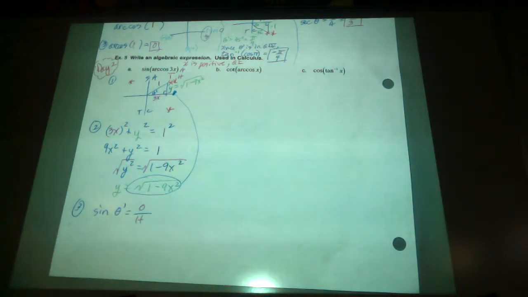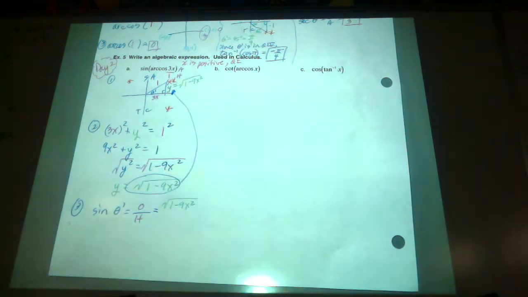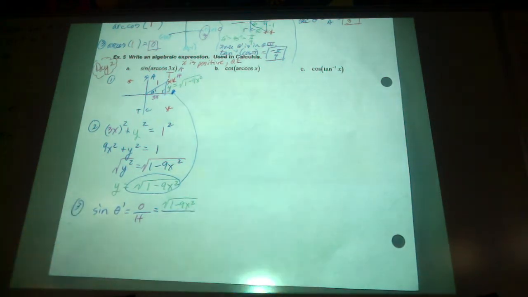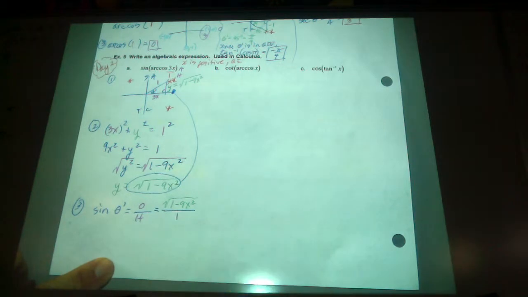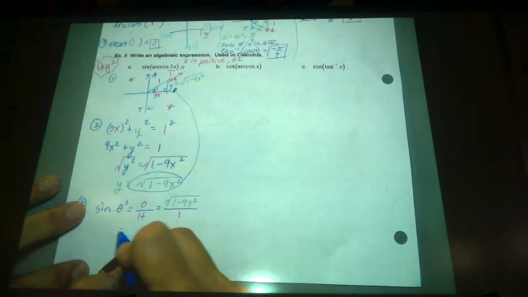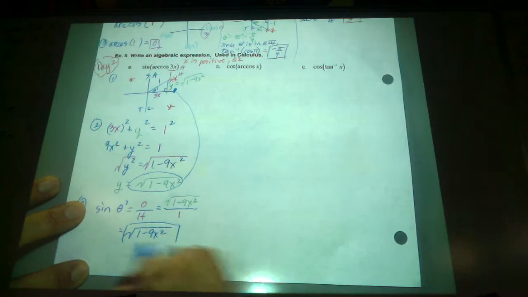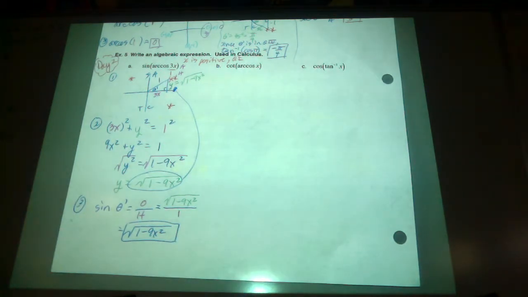Opposite of the hypotenuse, and our side opposite of theta prime is the square root of 1 minus 9x squared divided by my hypotenuse, which is 1. That does simplify to the square root of 1 minus 9x squared. You can't write it over 1. So you can get an expression as an answer.